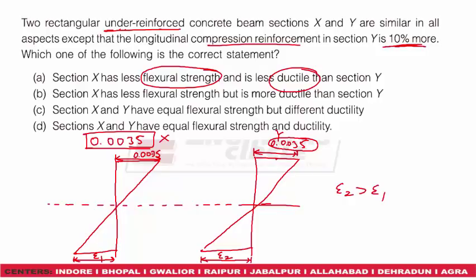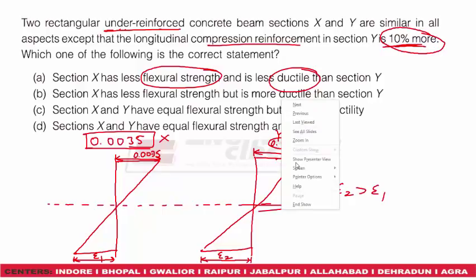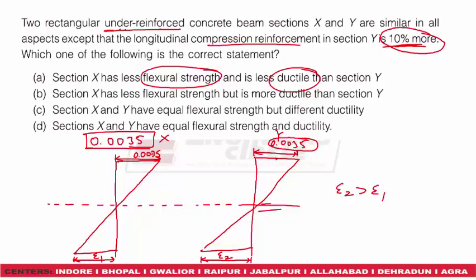Now since there is more percentage steel in the compression fiber in this section Y, therefore the flexure strength will also be more, and hence both flexure strength and ductility are more for section Y. So the correct answer will be, the statements are given in reverse direction. So section X will have less flexure strength and less ductility. Therefore the correct answer would be A option.